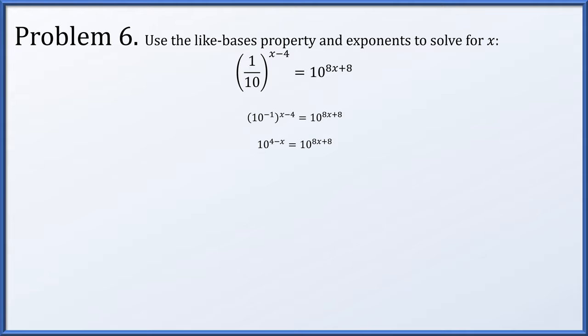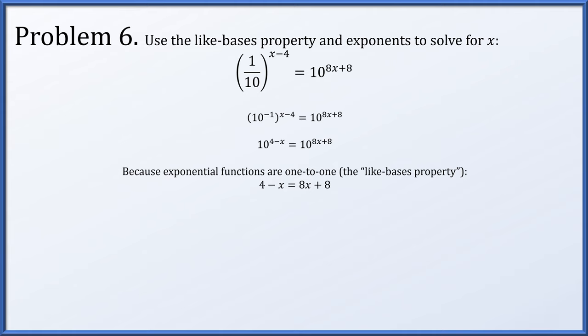I can multiply those two exponents together, and now we have 10 to the 4 minus x equals 10 to the 8x plus 8. Now that we have one thing equal to another where they have the same base, and exponential functions are 1 to 1, those two exponents must be equal. 4 minus x equals 8x plus 8. We can subtract 4 and add x to both sides, divide by 9, and we've solved for x. It must be equal to negative 4 over 9.